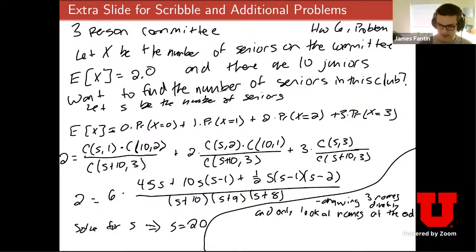then you can still use the expected value. Then what you can get is the expected number is equal to 3, the number of people that we're choosing, times the number of seniors divided by S plus 10, because that's the probability in general that we draw a senior. And then if you solve for S here, we have that this part is equal to 2. And if you solve this, you'll also get that S is equal to 20.